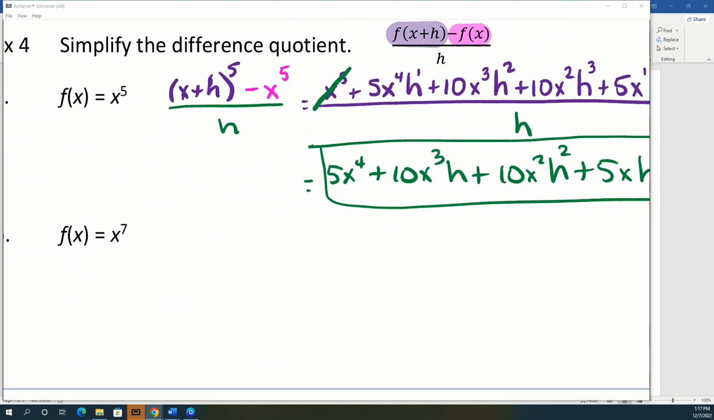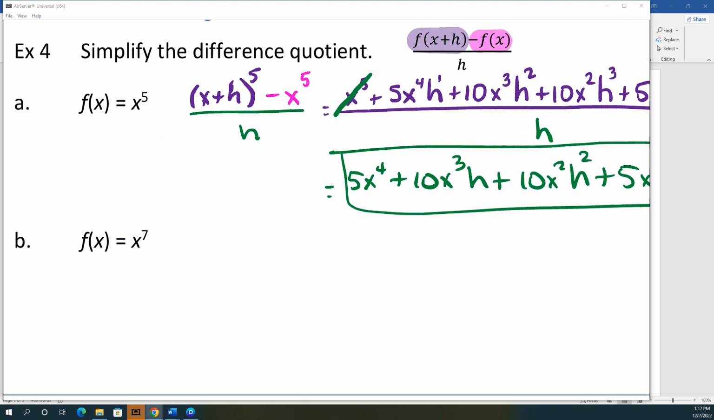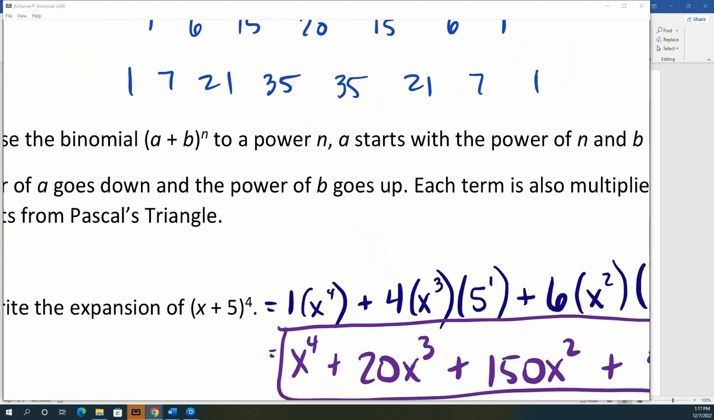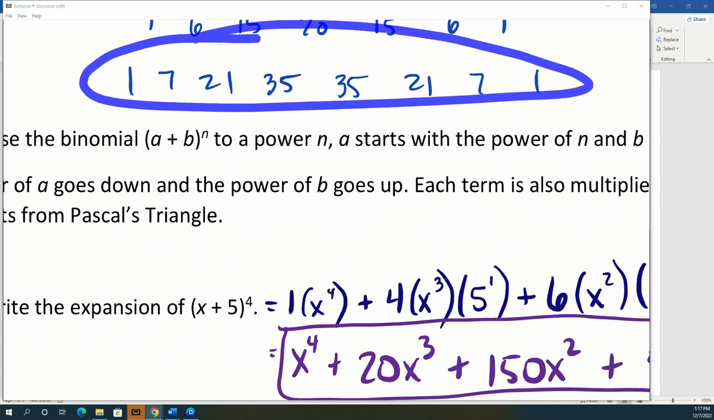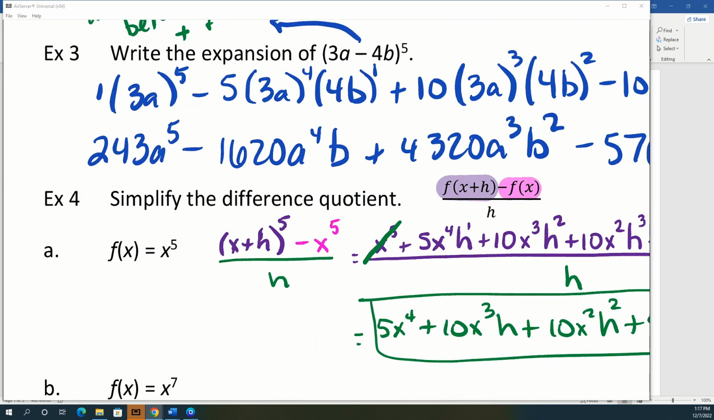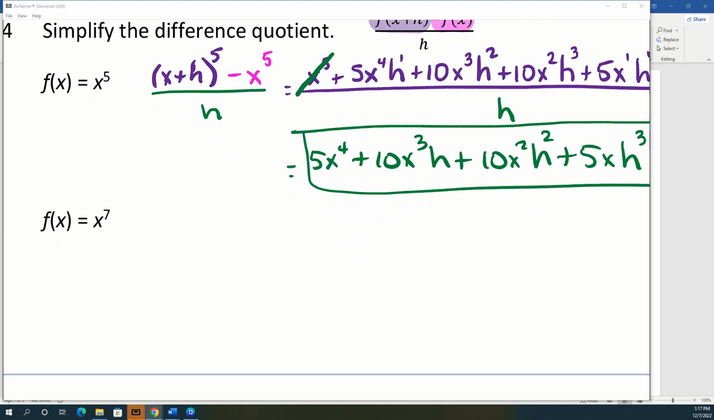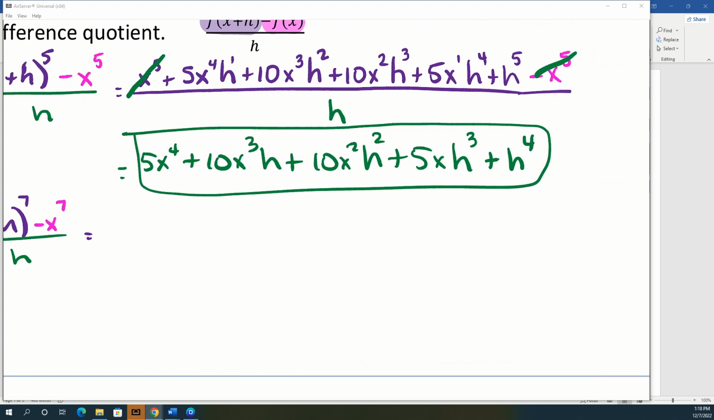Okay, so we're going to do the same thing for x to the seventh. We're going to use a different line on Pascal's triangle. So we would make sure we use the line that has 7 as the second number. So we'll have x plus h raised to the seventh minus x to the seventh divided by h. Right, this one's going to be a little bit longer. We'll have a couple more terms, so I'm going to have to write smaller.